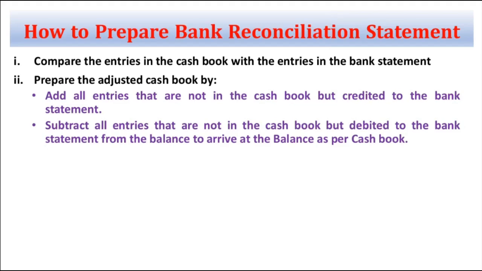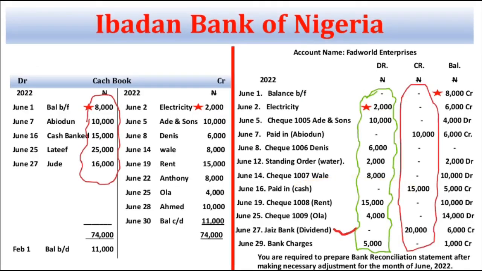You can see the first one we talked about: the credit entries under the bank statement, not in the cash book. This time around, we are talking about debit entries under the bank statement, not in the cash book. Let's look at it under the bank statement. These are the entries we have: 2,000 naira, 10,000 naira, 6,000 naira, 2,000 naira. All these entries are expenses, all the money being withdrawn from the business account.